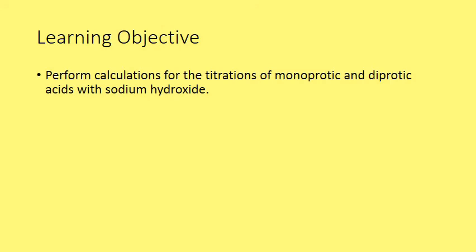As usual, let's just check that we've met our learning objective. And so have we performed calculations? Are we able now to perform calculations for the titrations of both monoprotic and diprotic acids with sodium hydroxide? Well, you remember the monoprotic acid we used was hydrochloric acid. We titrated that with sodium hydroxide, and the diprotic acid that we used was ethanedioic acid, and we titrated that also with sodium hydroxide. So I think we can give ourselves a tick for that learning objective.